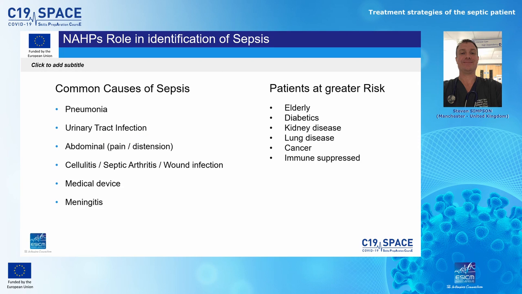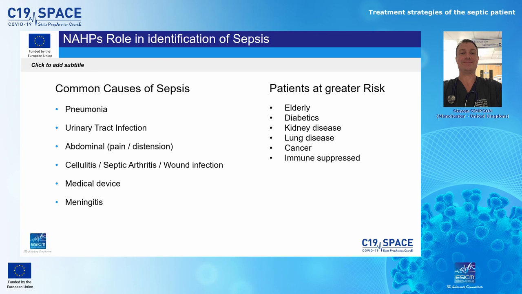With the qSOFA or quick SOFA score, identified or suspected causes of infection are required. Common causes of sepsis can be seen listed below. Pneumonia can be diagnosed on chest X-ray findings, positive sputum cultures, clinical findings such as crackles or crepitations on chest auscultation, or patients requiring increased inspired oxygen and having low oxygen saturations.